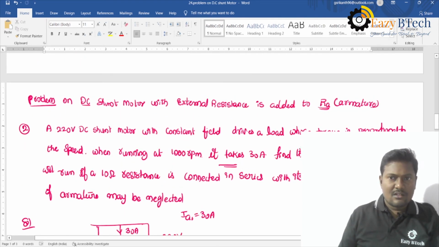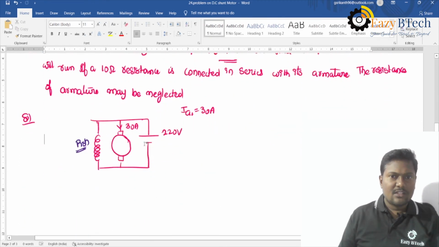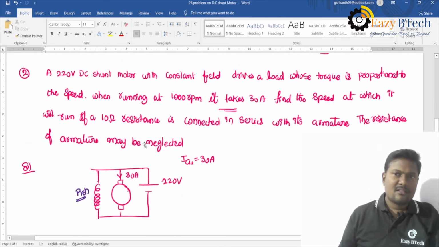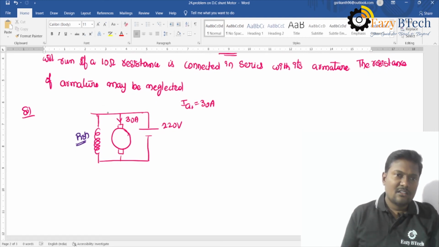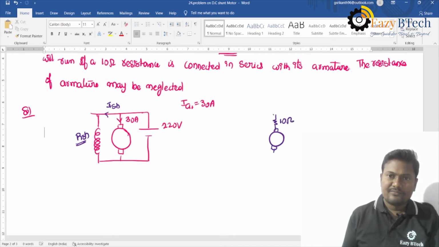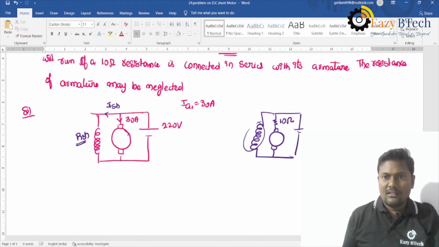The problem says the drive's torque is proportional to the speed, and when running at 1000 rpm it takes 30 amperes. Find the speed at which... RSH is not at all given in this problem. We are connecting an external resistance of 10 ohms. The field winding is not disturbed; it is connected to 220 volts. Now what is Ia2?